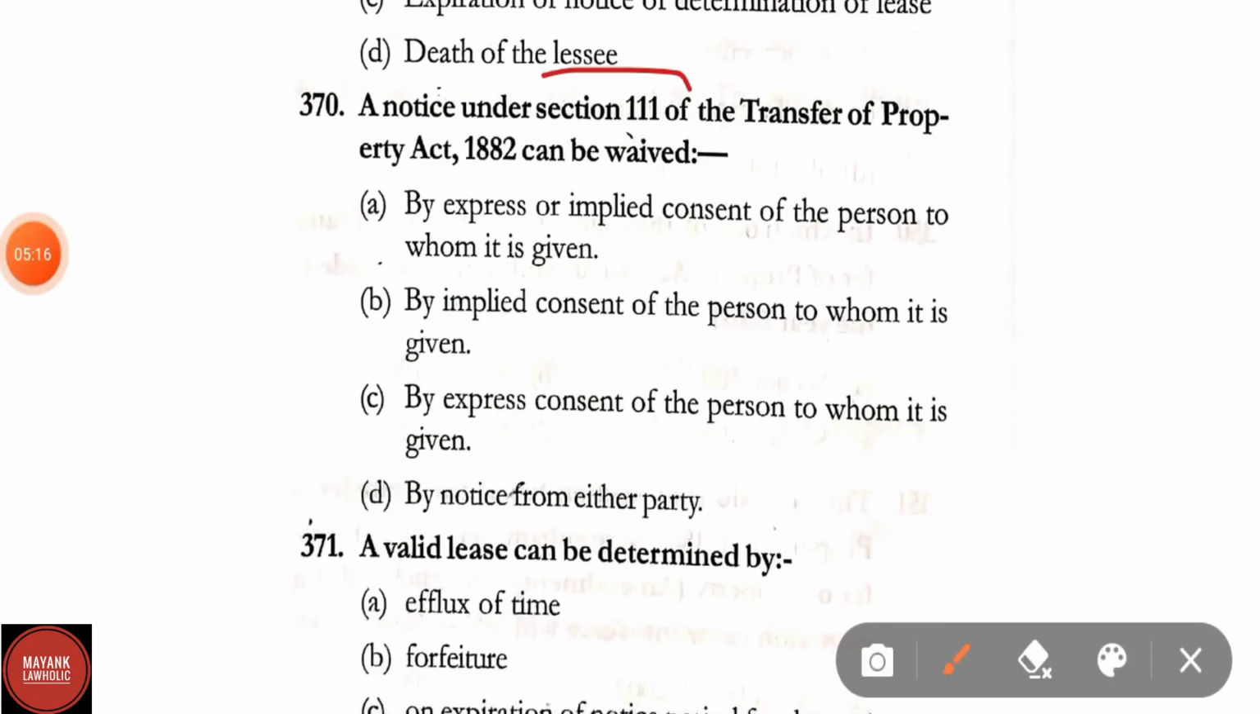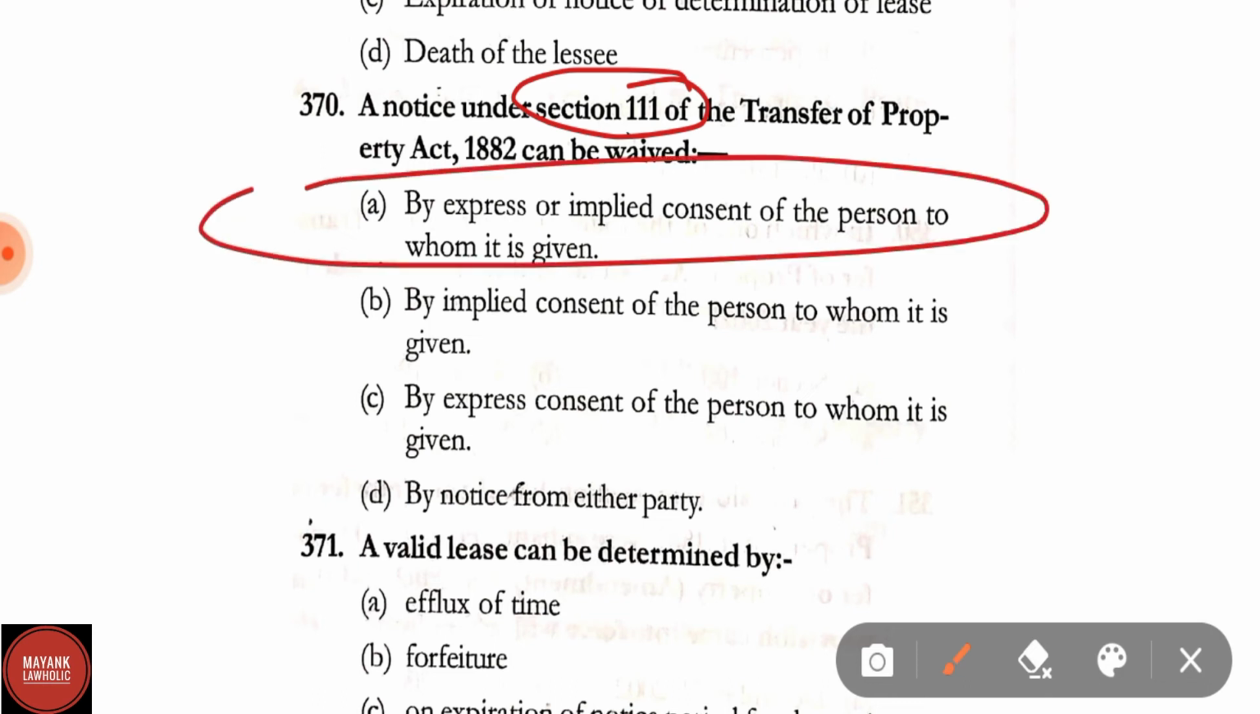Question number 370. A notice under Section 111 of the TPA can be waived. Option A, by express or implied consent of the person to whom it is given. Option B, by implied consent of the person to whom it is given. Option C, by express consent of the person to whom it is given, or by notice from either party. Here correct answer is option A, that is by express or implied consent of the person to whom it is given.